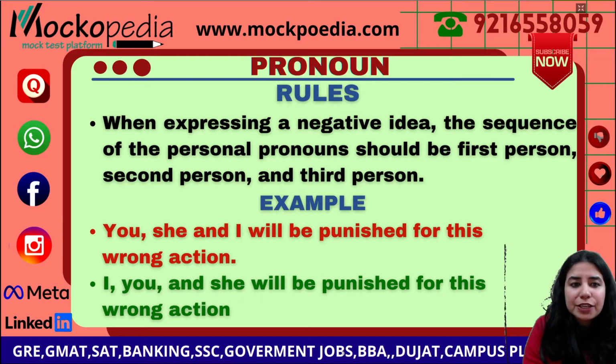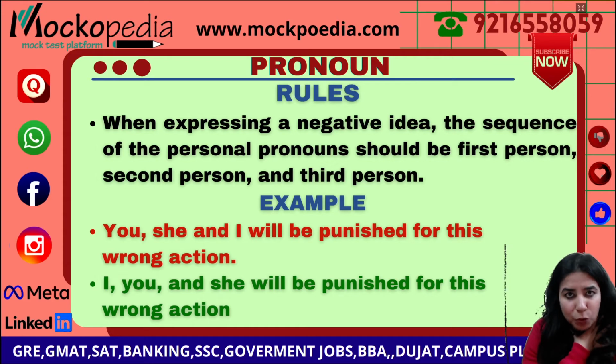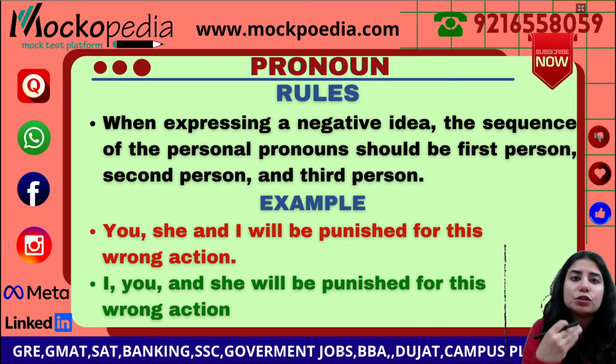Okay, so there is an interesting rule here. When expressing a negative idea, the sequence of personal pronouns should be first person, second person, and third person. So let's see. First person means I. Okay, who's the speaker? Second person, you, with whom I'm talking to.